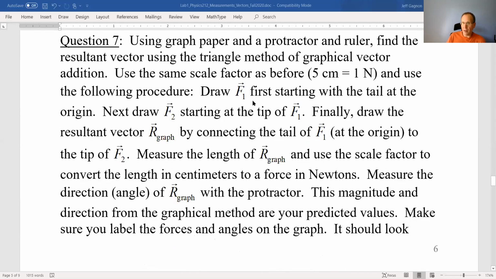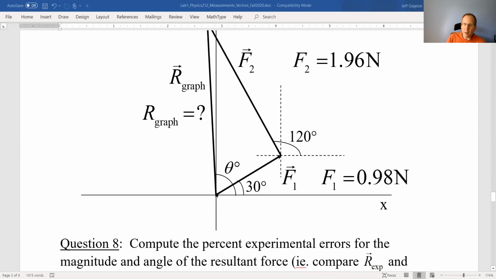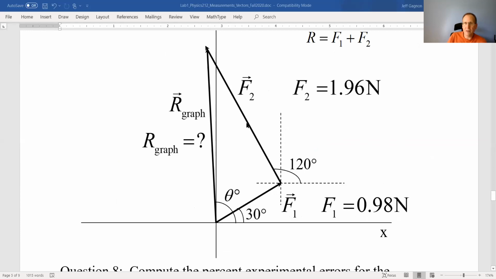Draw F1 first, starting with the tail at the origin. Then you draw F2 starting at the tip of F1. It's in the diagram here. What I would do is draw F1 first, right? So exactly 30 degrees, the correct length, 4.9 centimeters, but then label it in newtons. Then maybe draw a new coordinate system at the tip of F1. Then you can draw F2. So here's F2. It's at 120 degrees. You would draw it at the correct length. And that's it. You just draw F1 plus F2.